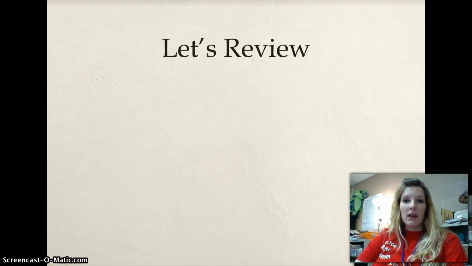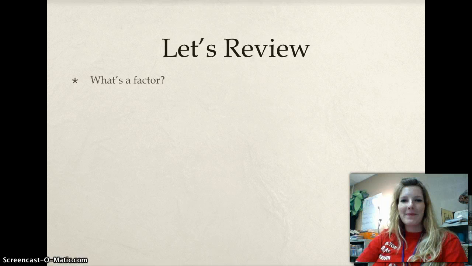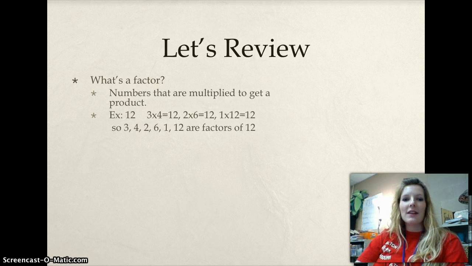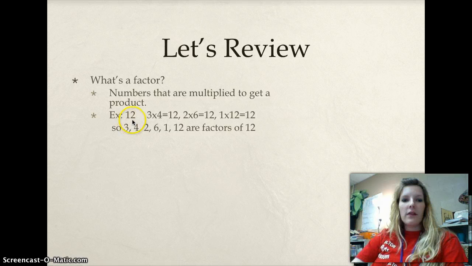Let's start off by reviewing. What is a factor? Go ahead and talk it out with your computer. Hopefully you have said that a factor is a number or numbers that are multiplied to get a product. And remember, a product is the answer to what kind of a problem? Multiplication. So for 12, numbers that multiply together to get 12 are 3 times 4, 2 times 6, 1 times 12. So 3, 4, 2, 6, 1, and 12 are all factors of 12.